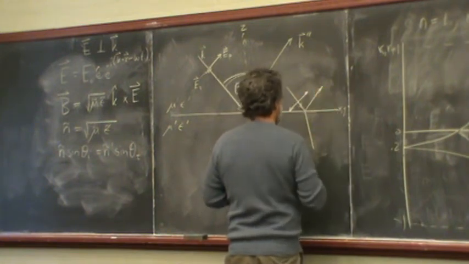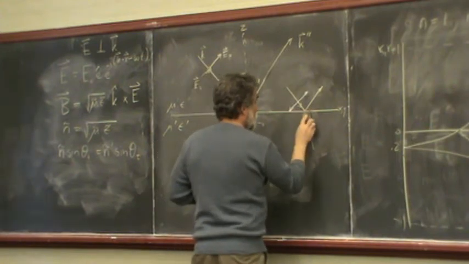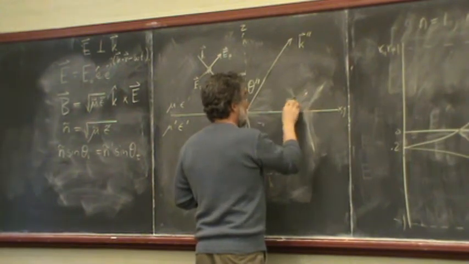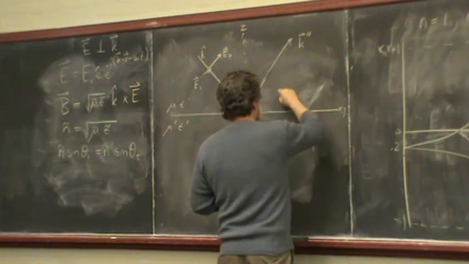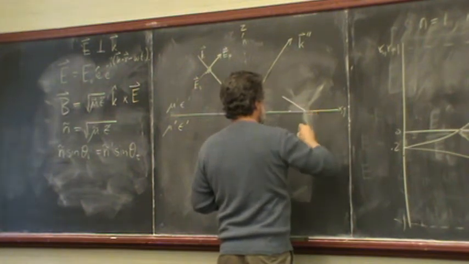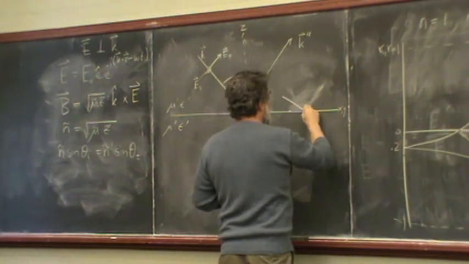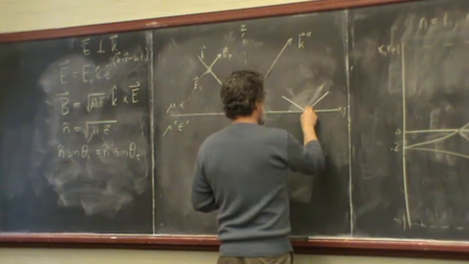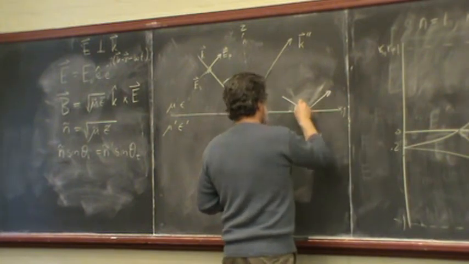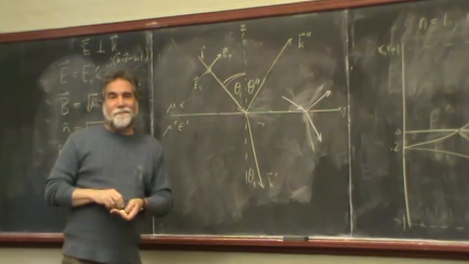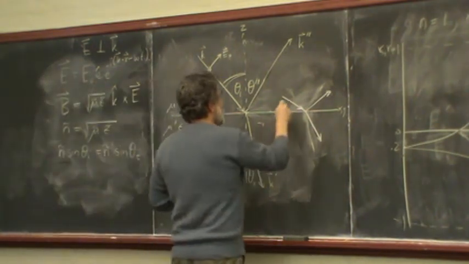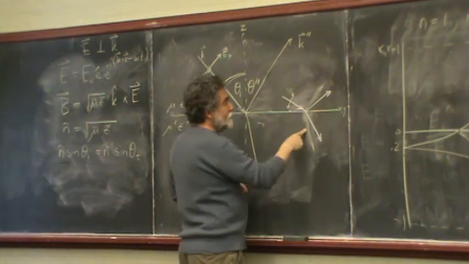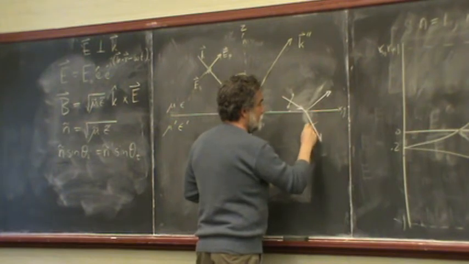Incident and reflected. I want to choose a good angle that makes things look good. Let's go like this, and then like this. And then for this material, that's going to go, yes. I had to cheat. Okay. So my electric field on this side is doing that. My electric field over here is doing this.